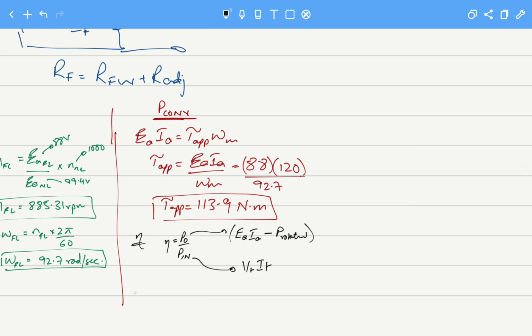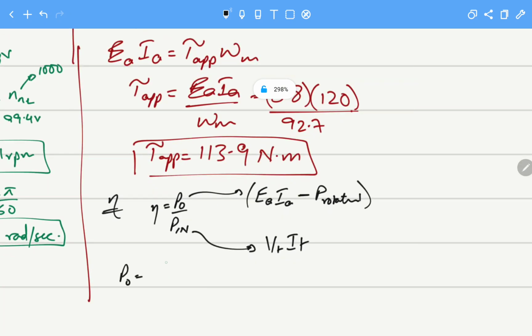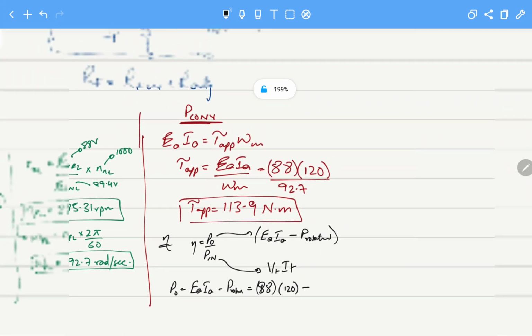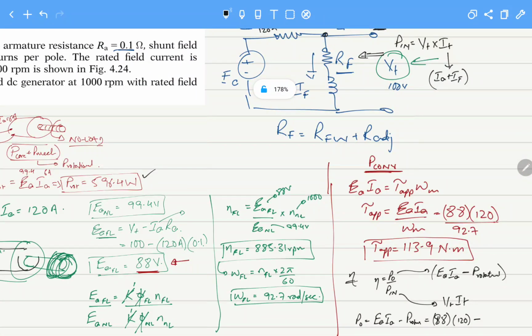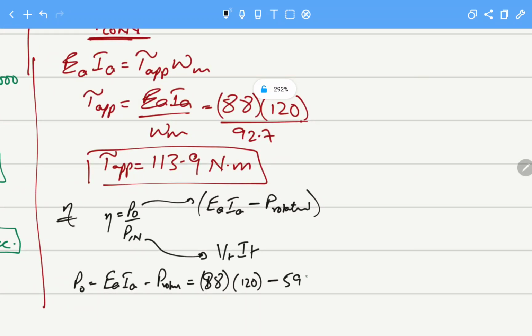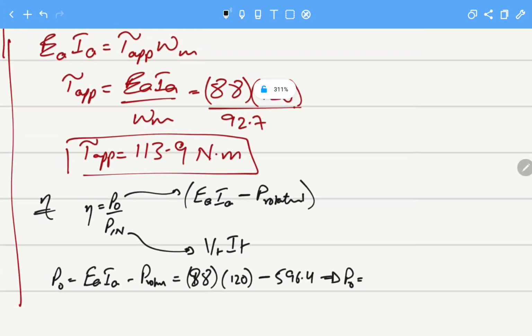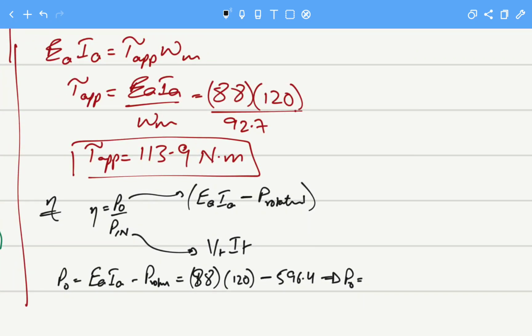So let's calculate first P out. P out is EA IA minus P rotational. EA was 88 volts, so we have 88 volts into 120 minus rotational losses. We have calculated rotational losses as nothing less than the no load power being drawn by the motor. It was 596.4. So the output power for our machine, if you calculate, will become 9963.6 watts.